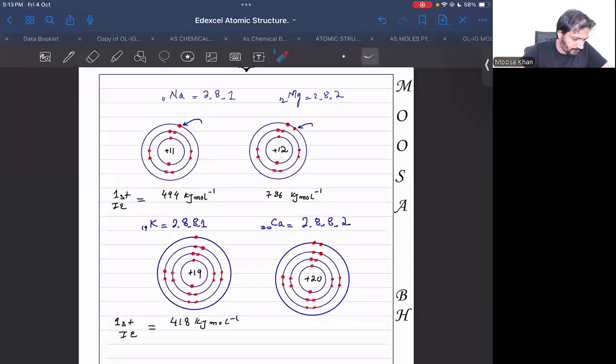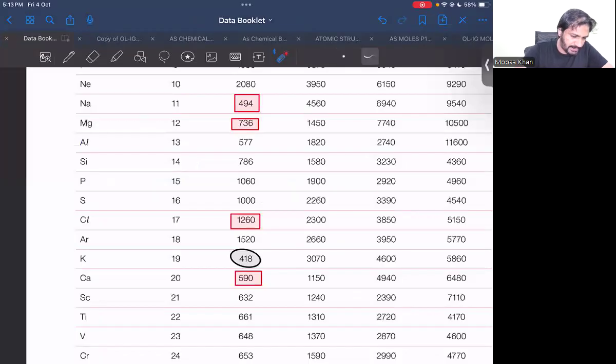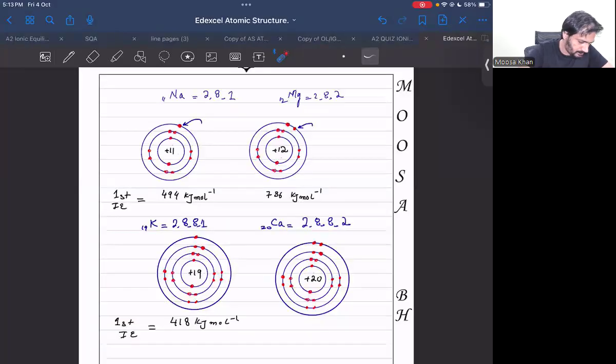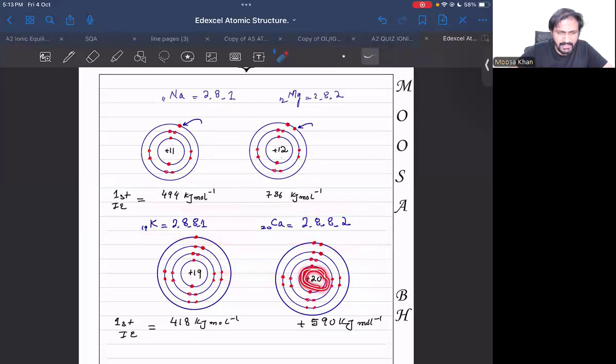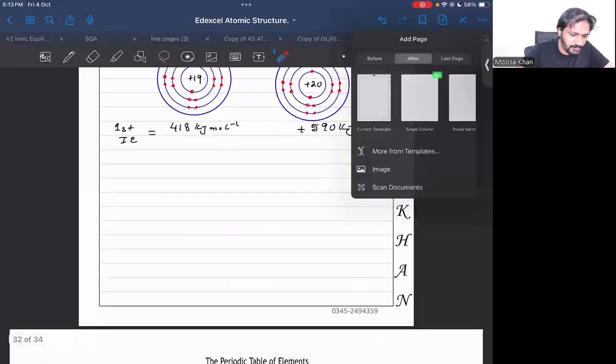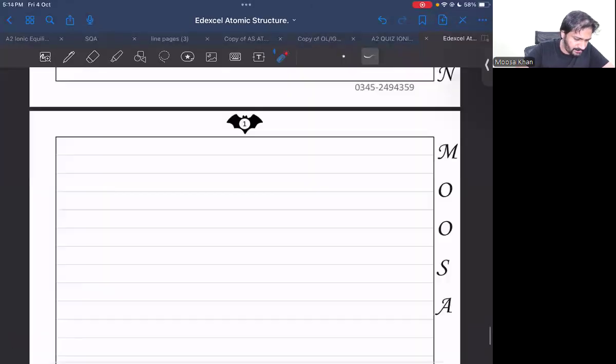Let me just show you the value of first ionization energy of calcium. This is 590. So it is smaller than magnesium because there is a greater shielding effect. But it is greater than potassium. Why? Because between potassium and calcium, there is the same number of shells, so same shielding effect. But calcium has a greater nuclear charge. So what are those factors that will affect the values of ionization energies? You have to write these factors first.